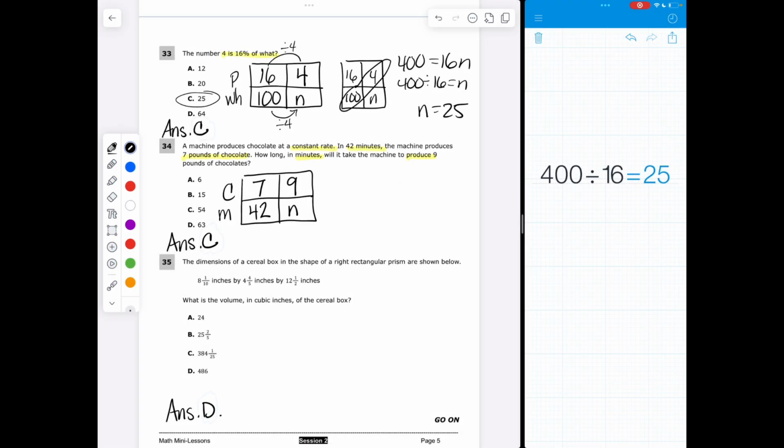Now, there's not a multiplicative relationship here. I can't go from 7 to 9, but you might notice there's a relationship here. Like from 7 to 42, what relationship do you notice? You could notice I'm just multiplying by 6. And so here you could also multiply by 6. And 9 times 6 will give you 54.